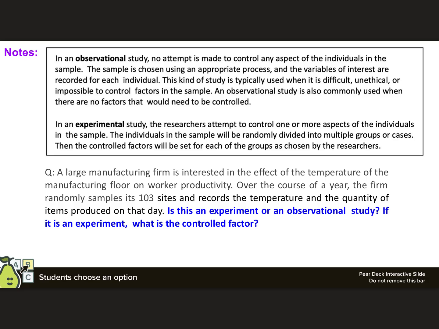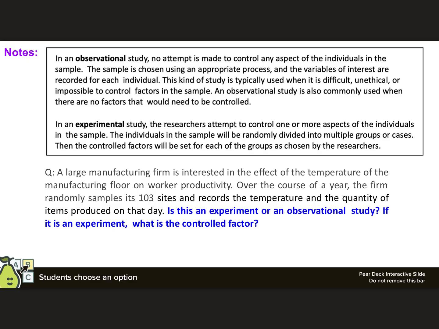I'm going to let you read the definition of observational study and experimental study. The question has, a large manufacturing firm is interested in the effect of the temperature of the manufacturing floor on worker productivity. Over the course of a year, the firm randomly samples 103 sites and records the temperature and the quantity of items produced on that day. And we're going to decide if it's an experiment or an observational study.